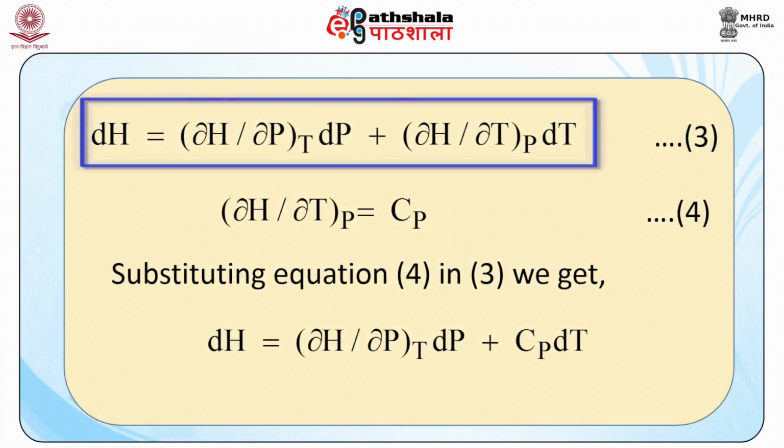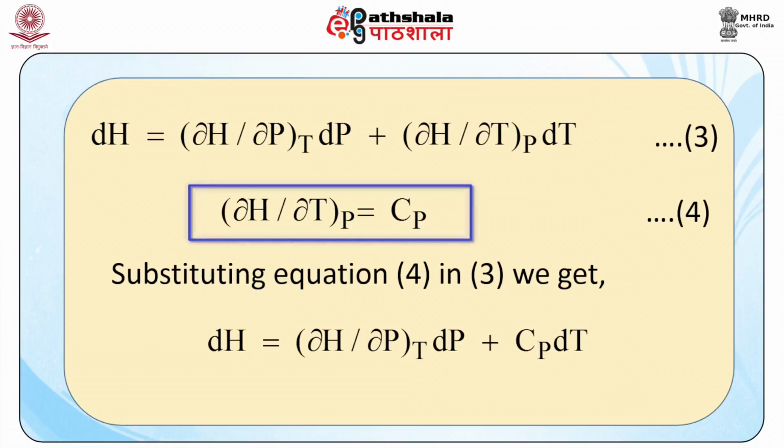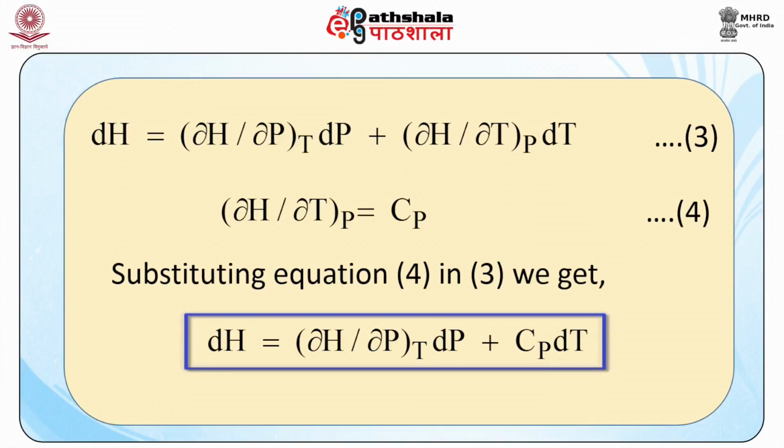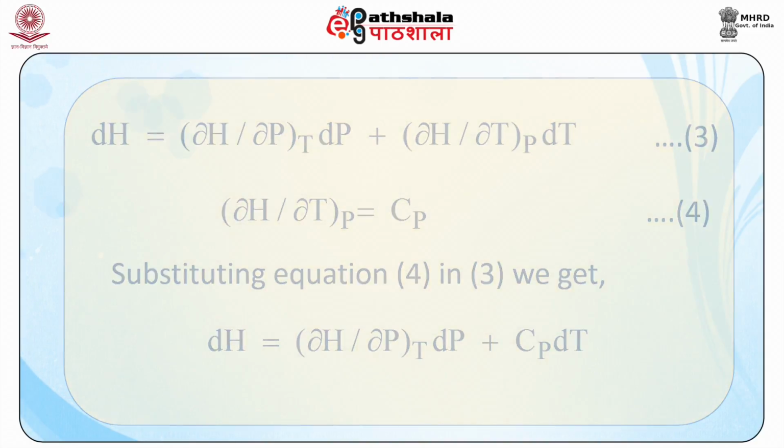equal to ∂H/∂P at constant temperature dP plus ∂H/∂T at constant pressure into dT. But ∂H/∂T at constant pressure is equal to Cp. Therefore, if we substitute this equation into the earlier one, we get dH equal to ∂H/∂P at constant temperature T dP plus Cp dT.